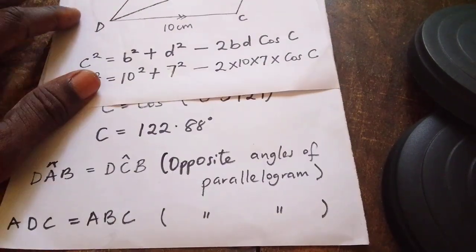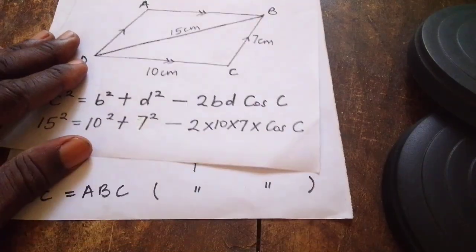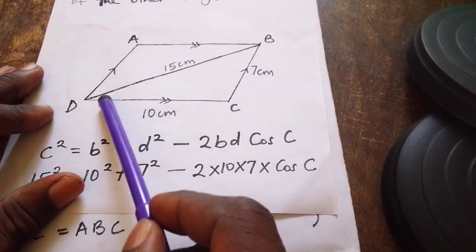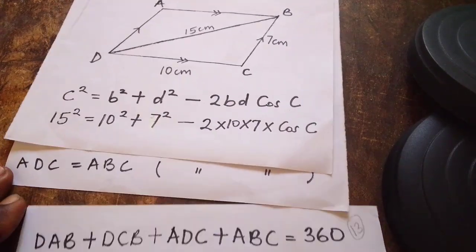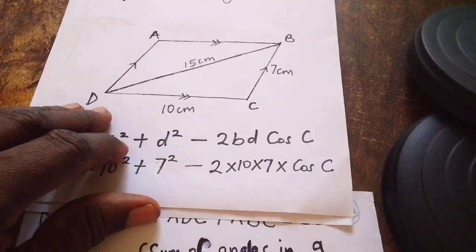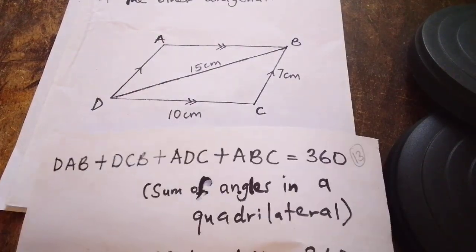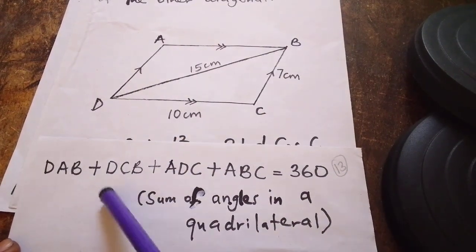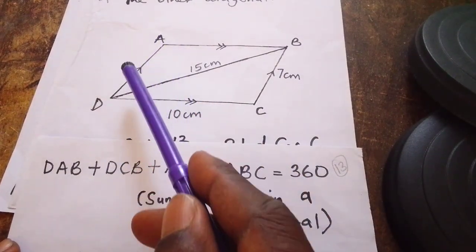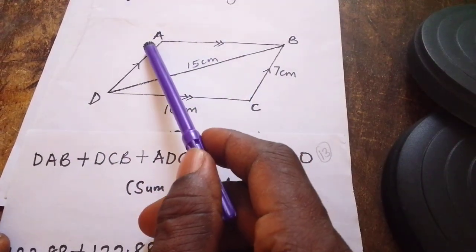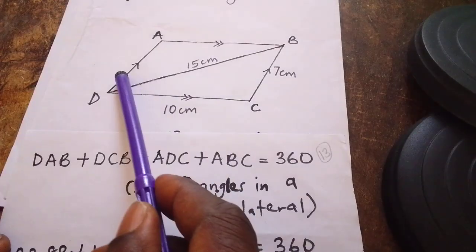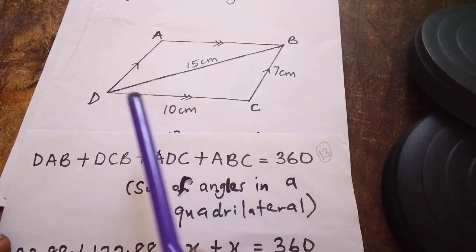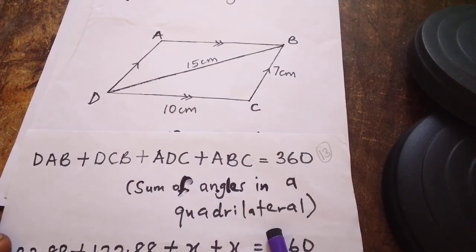So now you realize that to be able to get this angle, if we use x to represent those two angles, you know that if you add the angles in this parallelogram together, the angle DAB plus this angle plus this angle plus this angle should be equal to 360, the sum of angles in a quadrilateral.